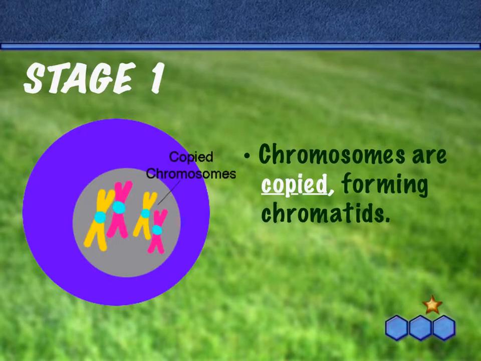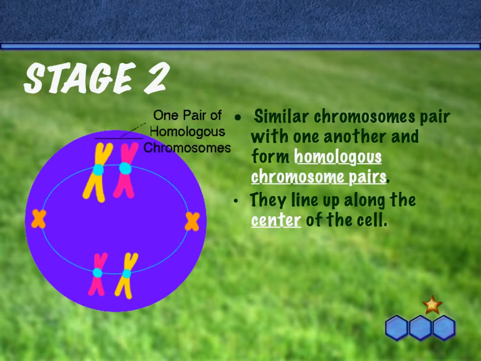Now, here again are the 2 chromatids on each side of each of these chromosomes. And they line up, kind of like in mitosis. But you may remember in mitosis, all 4 of the chromosomes line up straight like this. But now they line up in pairs. They line up in homologous pairs. Remember again, homo means same. So if they're homologous, they're very similar to each other. And they line up along the center or the equator of the cell.